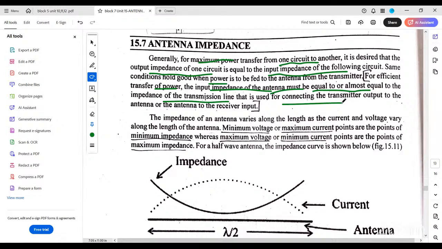So we have the transmitter on one side and the receiver on the other. The transmitter end has to match with the transmission line, and the other end of the transmission line has to match with the receiver. That is given in the first paragraph. Just go through the first paragraph once again. Antenna impedance. The same condition holds even in the case of power.